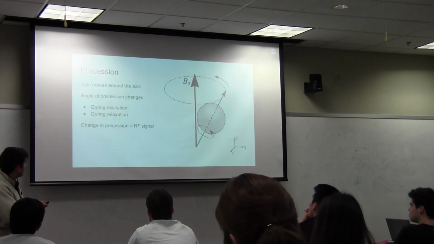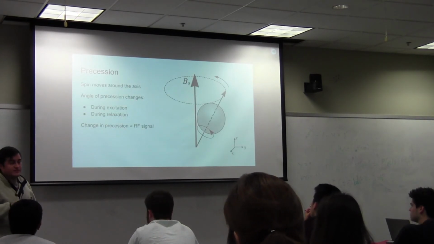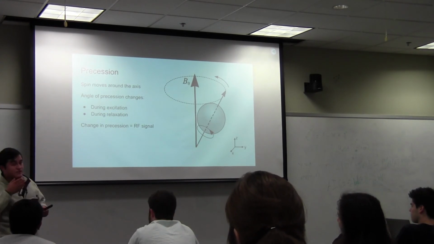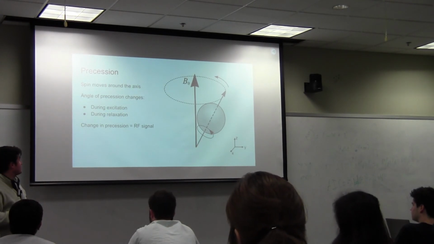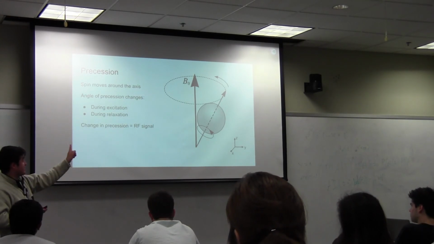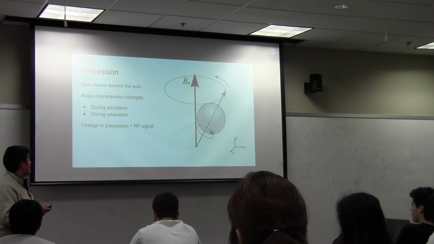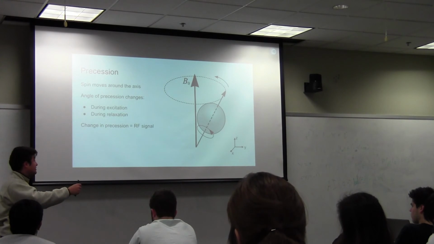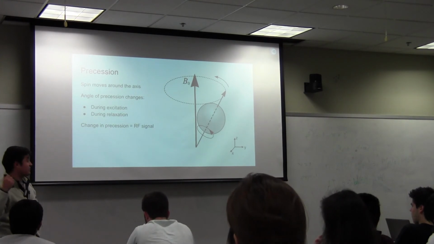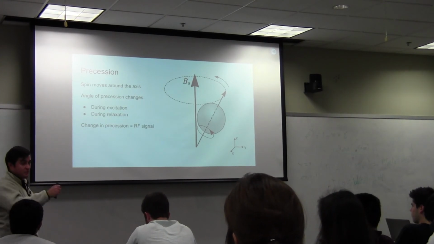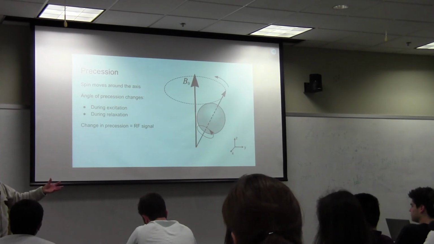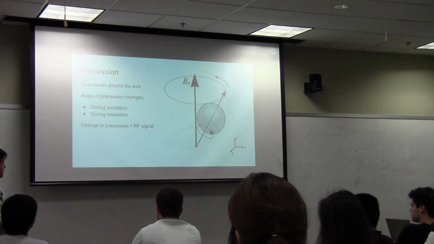Another thing to know is that they don't align perfectly. There's something called precession, which is basically, if you imagine the magnetic field vector as the z-axis, they align along with it, but not perfectly, so they're tilted at an angle, and they spin around that at an angle. And the angle of precession changes during excitation when you apply that RF pulse, and during relaxation when the RF pulse comes back. And that's what you actually pick up on the MRI signal. The change in precession gives you that RF signal, which is the MRI signal.